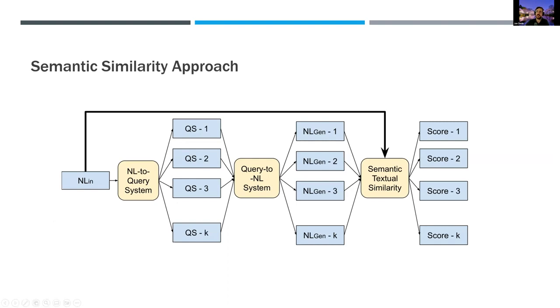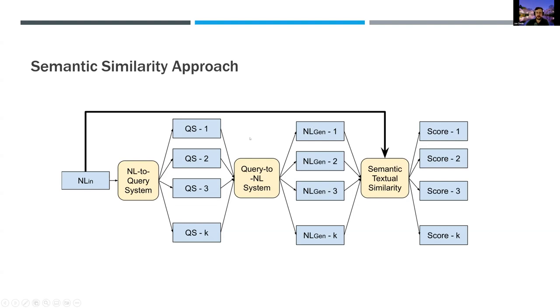So this is what we have. The process is that we have our natural language as our input. Then we use our ML to query system, which gives us K hypotheses, so K SQL queries. Then we use a query to natural language system, basically a back translation system, which we have built, in our case a rule-based system. And then we have K different natural language back translations. For each of the hypotheses, we create a back translation in natural language.